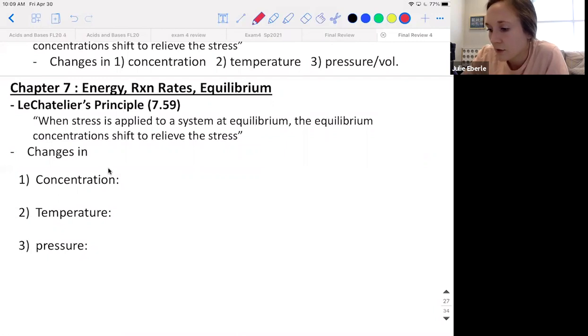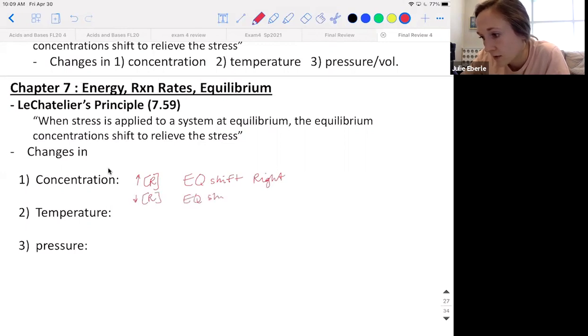I'm just going to write a few things out real quick down here. If we increase the concentration of, I'm going to use R for reactant, P for product, if we increase the concentration of reactant, equilibrium will shift. Which way? It'll shift towards the product, so it'll shift towards the right. If you decrease the concentration of a reactant, equilibrium will shift towards the thing you're decreasing, so shift left.